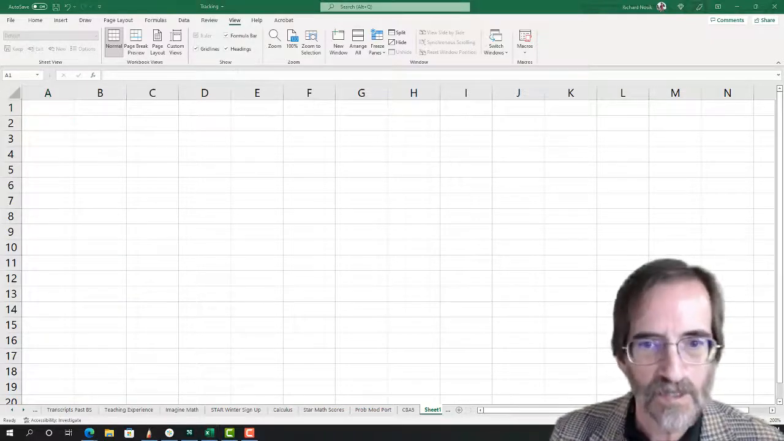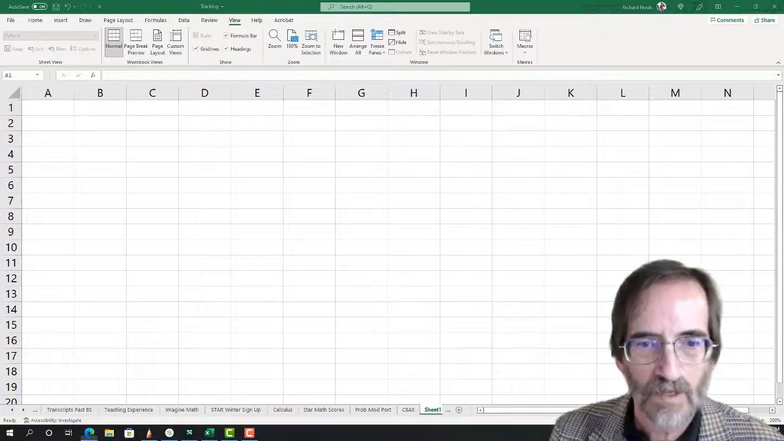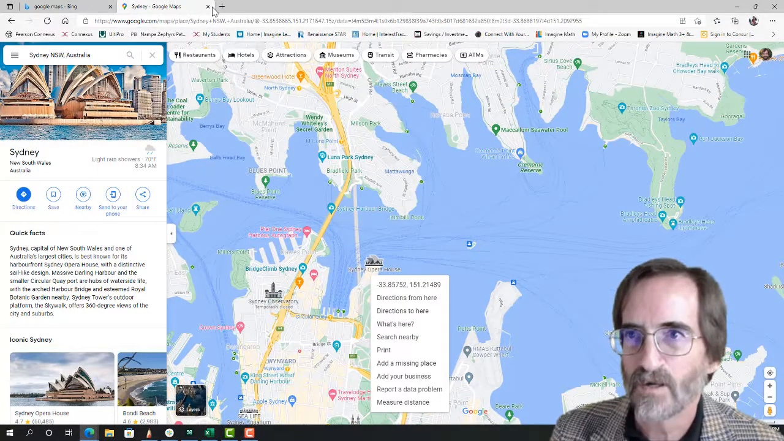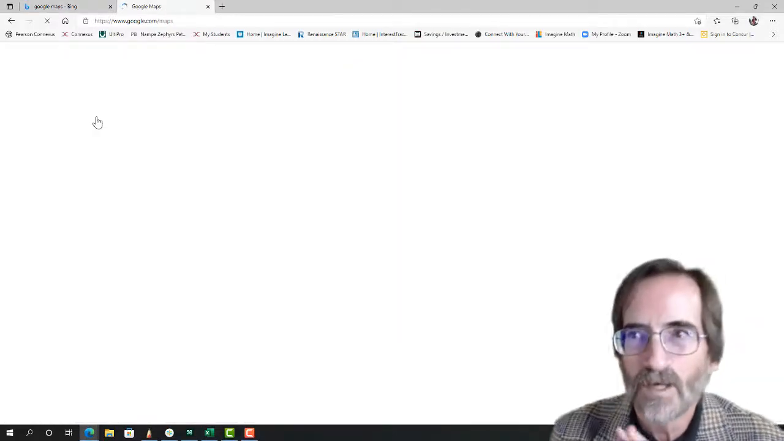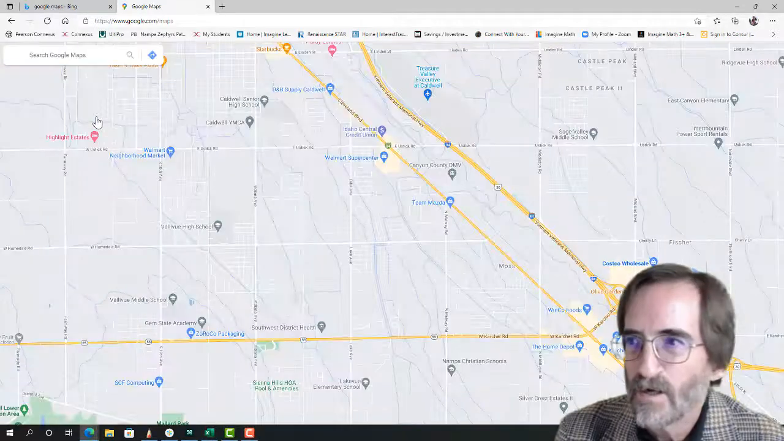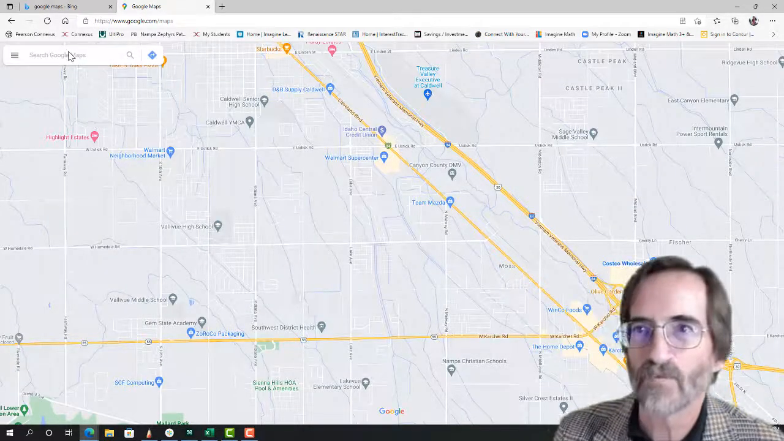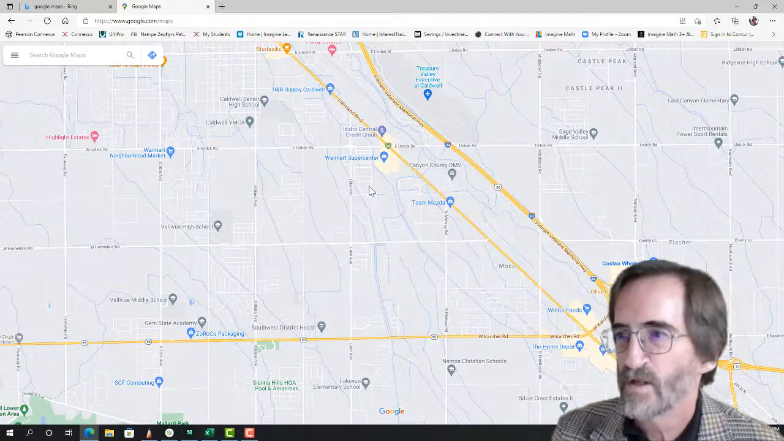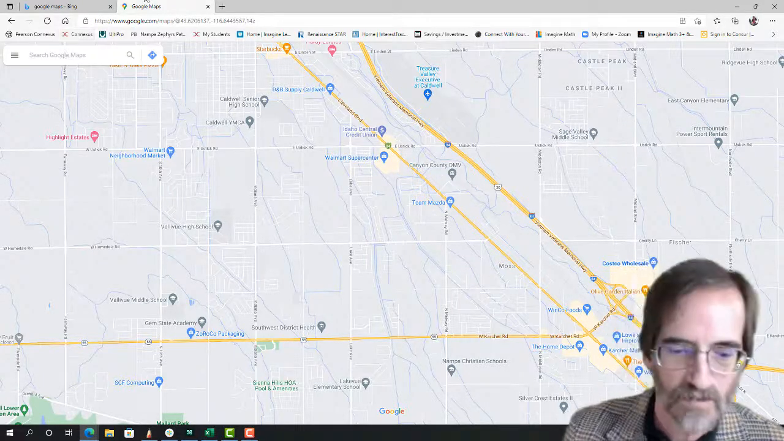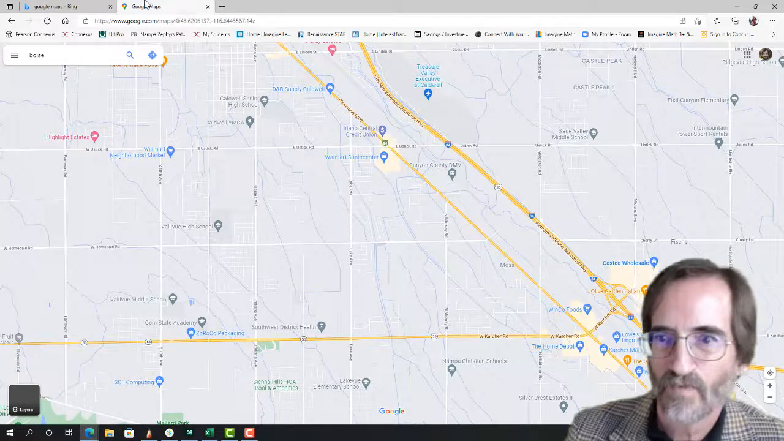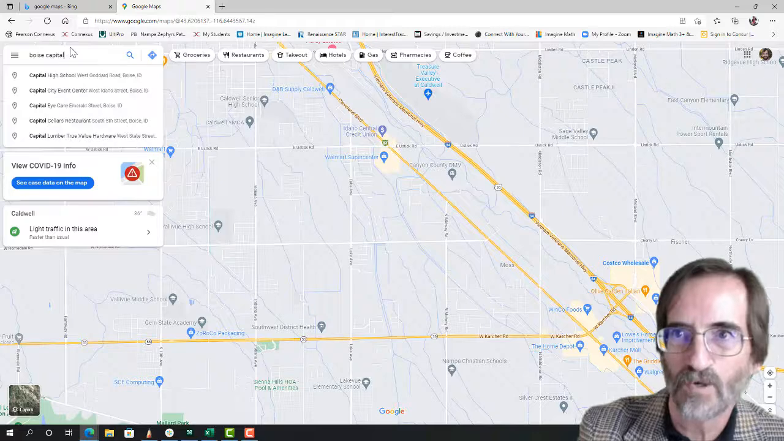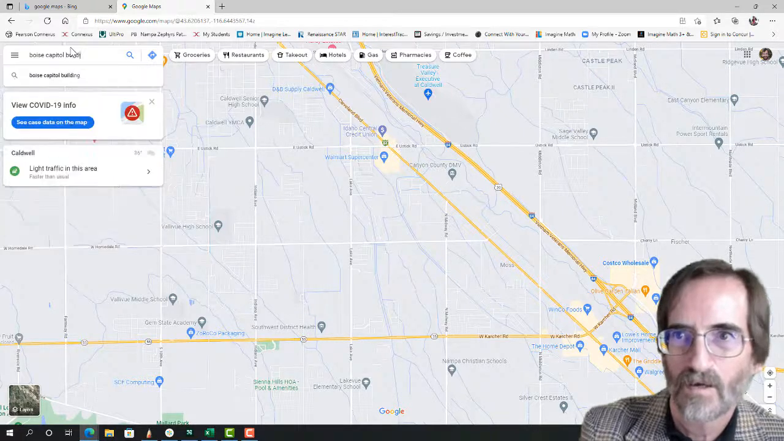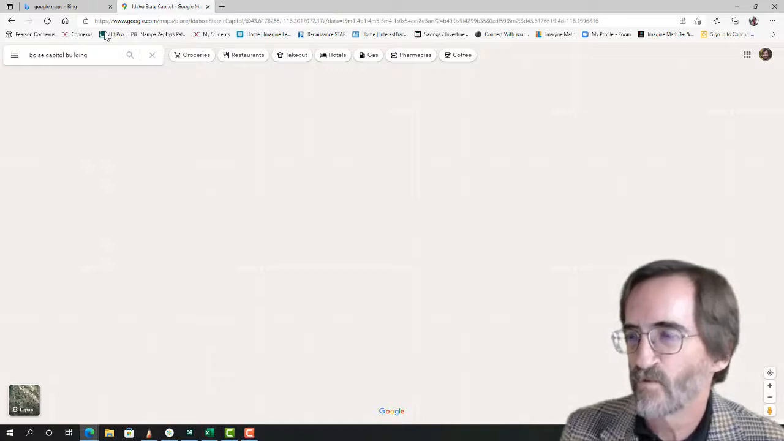I find the easiest way to do that is open Google Maps. Okay, I've got Google Maps open here, and actually let me just start with a fresh Google map. And we can put in any location we want here. I'm going to use the Capitol building in Boise. And you can put in Boise Capitol building. Okay. And that'll find it for me here.